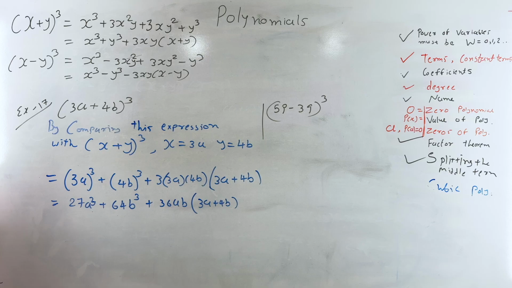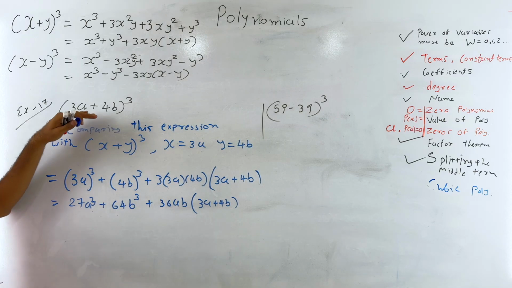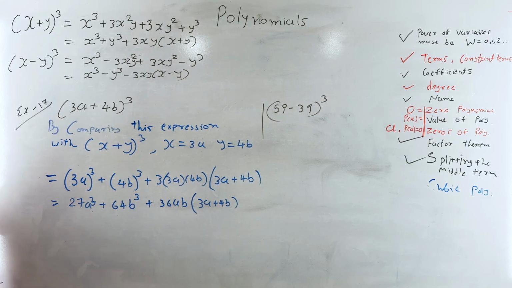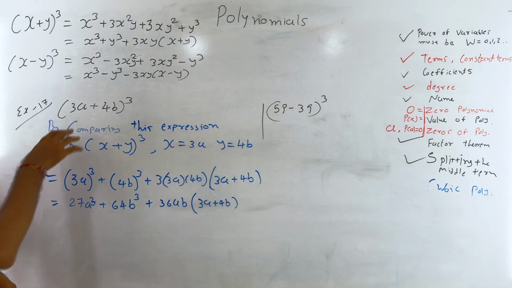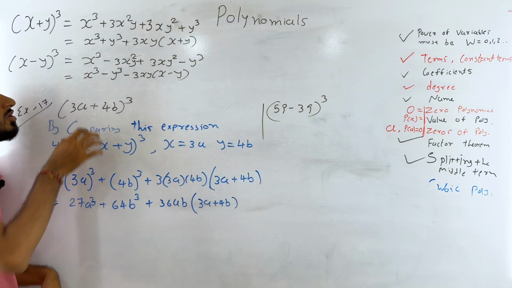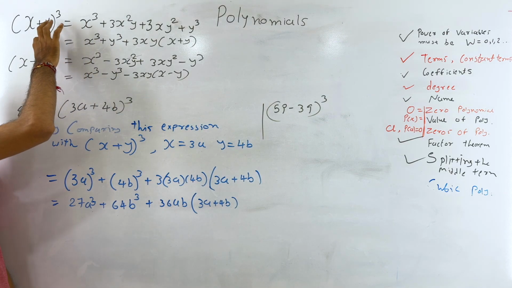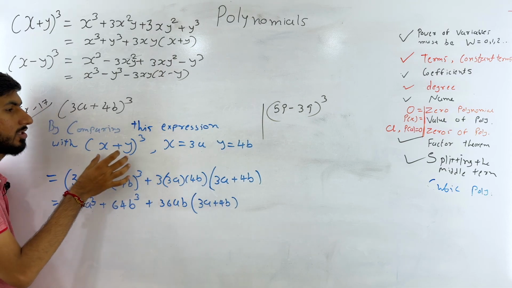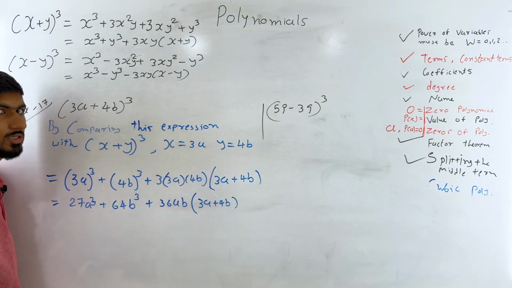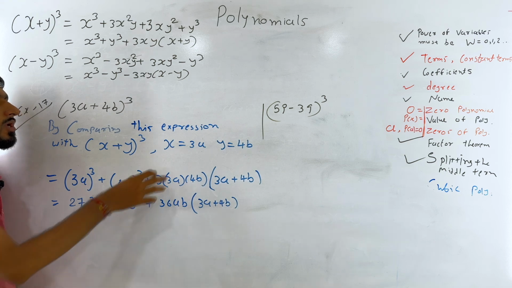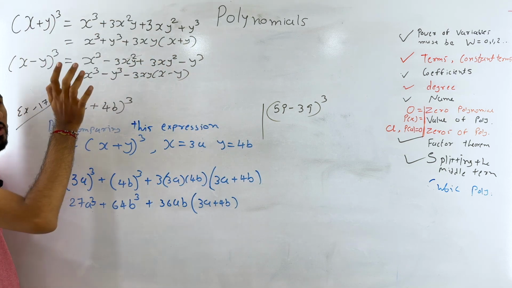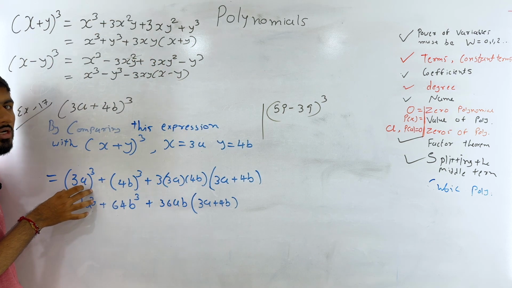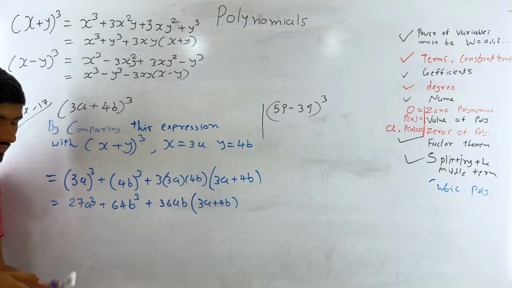By watching the question you get a general idea which type of identity will be used in this question, right? I have (a plus b) whole cube, so I have to use this identity. Now compare the identity with your question and find the values of x and y. By comparing this, my x will be this and y will be this. Now put the values of x and y in your identity. So by using the identity you will get the answer very easily. Just simplify it.